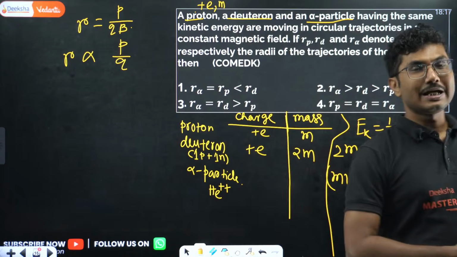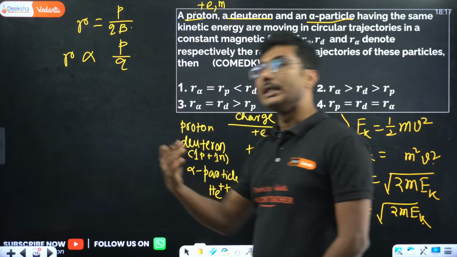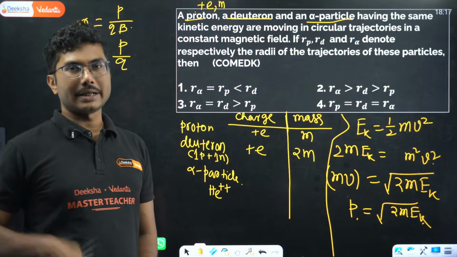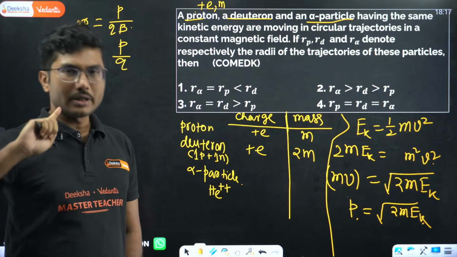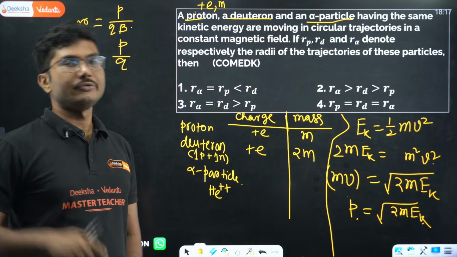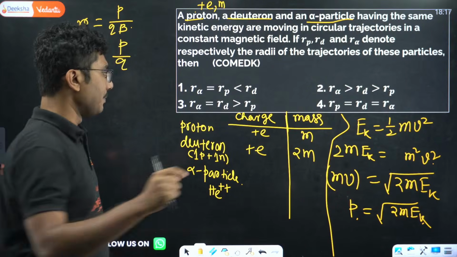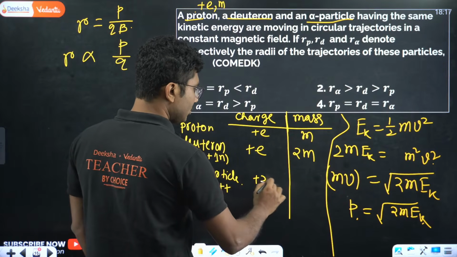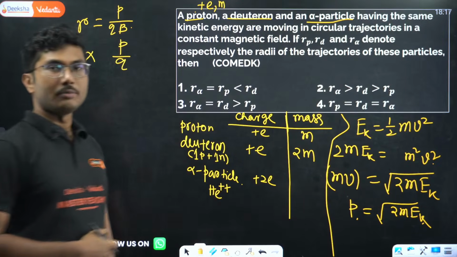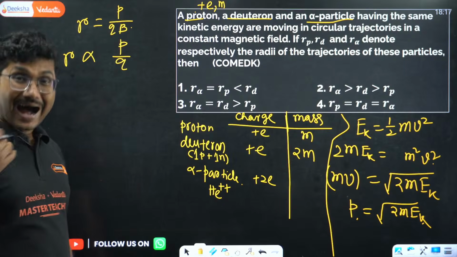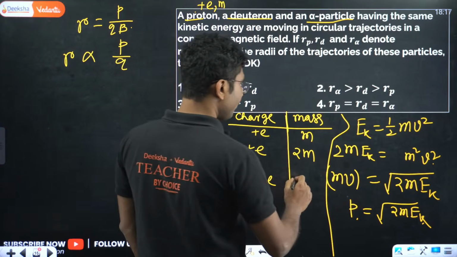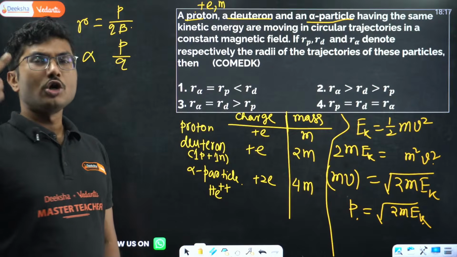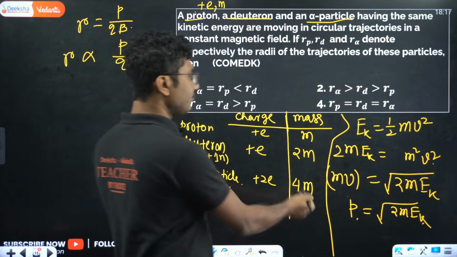Doubly positive means both electrons from helium are taken away. Helium has 2 electrons, both electrons are taken away. So that's why it is called a doubly positive helium ion, which is an alpha particle. So it has double the charge of a proton, so it will be plus 2e. For mass, helium is 4 times that of a proton. Helium has 2 protons, 2 neutrons, so its mass is 4 times.